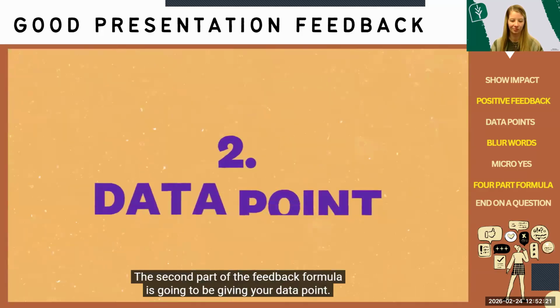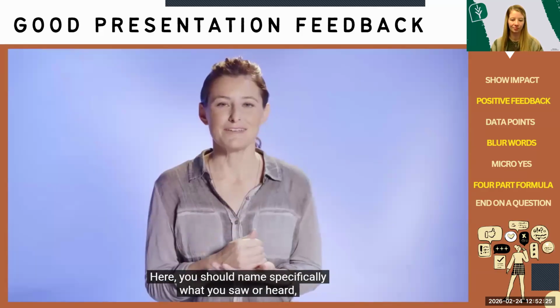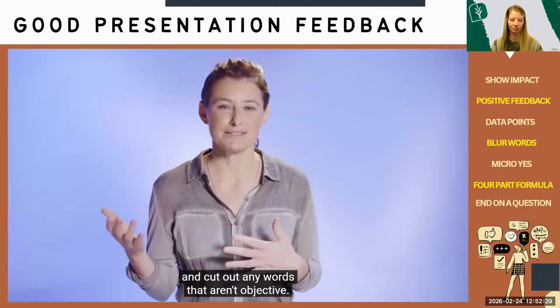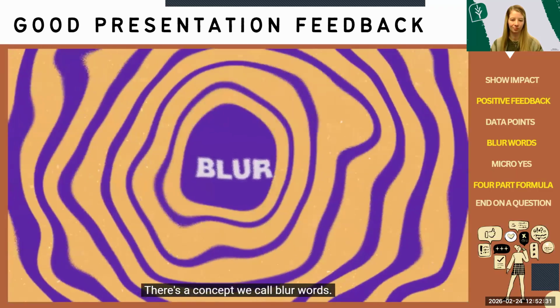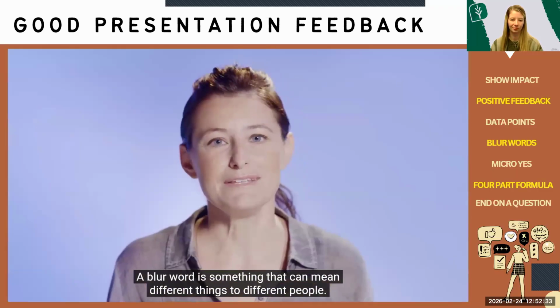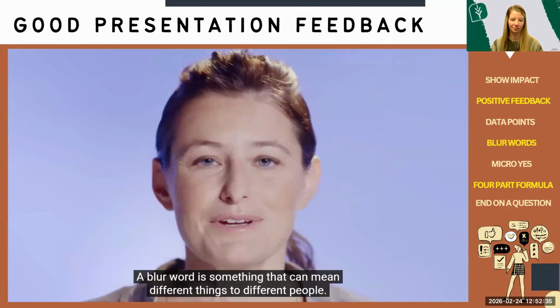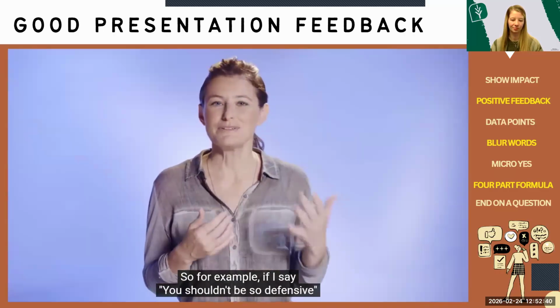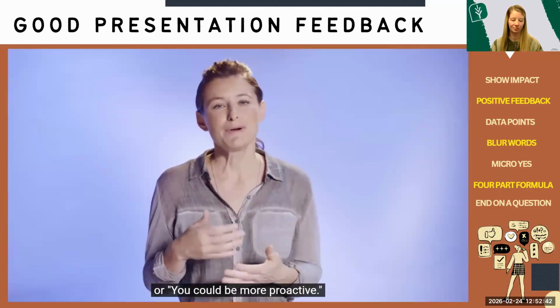The second part of the feedback formula is going to be giving your data point. Here, you should name specifically what you saw or heard and cut out any words that aren't objective. There's a concept we call blur words. A blur word is something that can mean different things to different people. Blur words are things that are not specific. So, for example, if I say, you shouldn't be so defensive, or you could be more proactive.